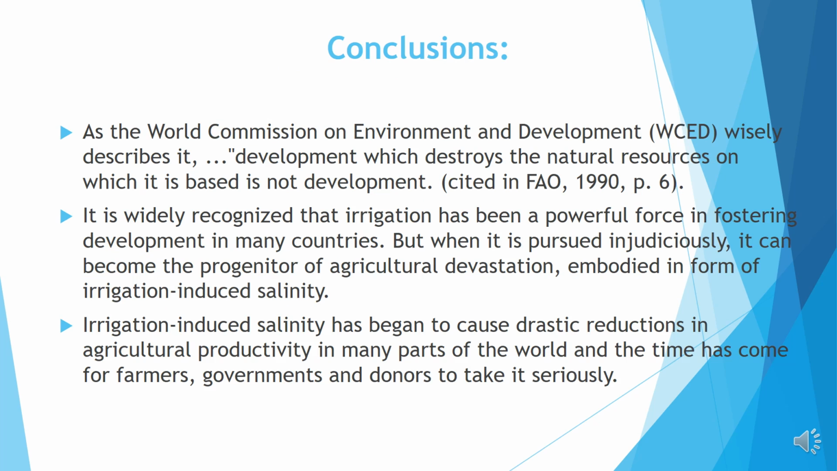As the World Commission on Environment and Development wisely describes it, development which destroys the natural resources on which it is based is not development. It is widely recognized that irrigation has been a powerful force in fostering development in many countries, but when it is pursued injudiciously, it can become the progenitor of agricultural devastation embodied in the form of irrigation-induced salinity. Irrigation-induced salinity has begun to cause drastic reductions in agricultural productivity in many parts of the world, and the time has come for farmers, governments, and donors to take it seriously.